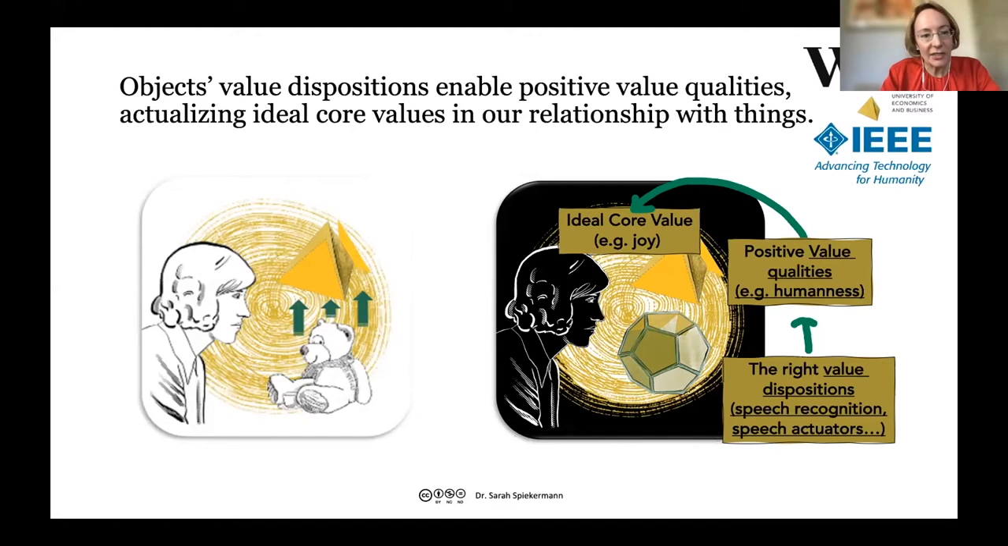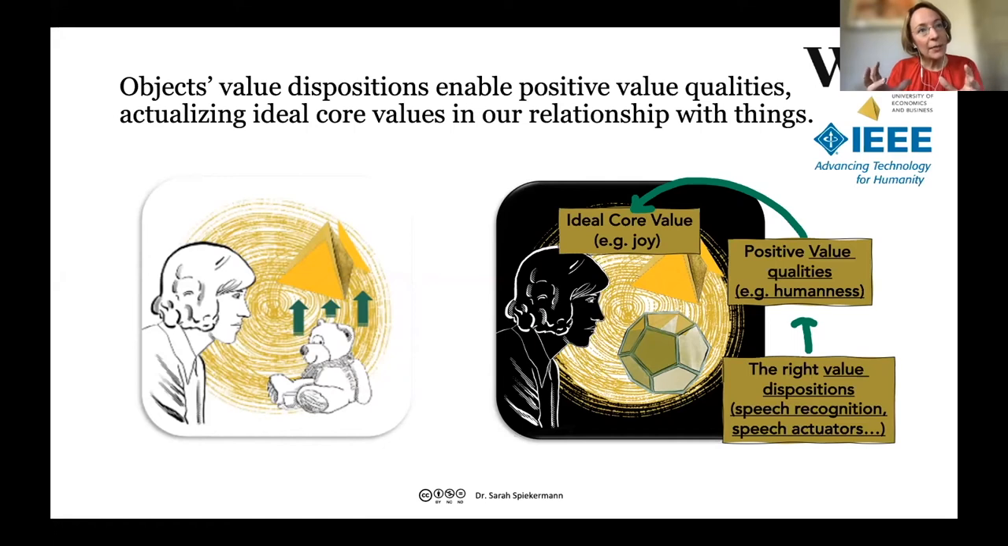A person sees an object like a teddy bear, and the object itself has certain value dispositions in it. But users, children, don't see technology or properties or dispositions that are in the system. They just play around and know the look and feel of the object. For instance, children playing with a teddy bear will perceive that suddenly the teddy bear starts to talk and has a certain humanness about it. So there is what we humans perceive in the interaction with our objects, certain value qualities like humanness. We don't care about the technology. The technology must work. The value dispositions, the properties in the thing, like speech recognition and speech actuators, we don't see. We just see the humanness.